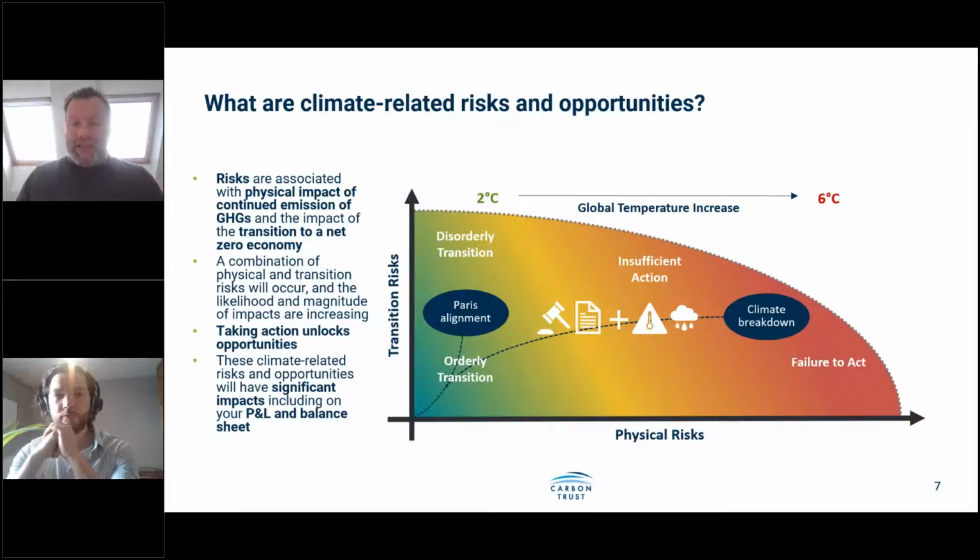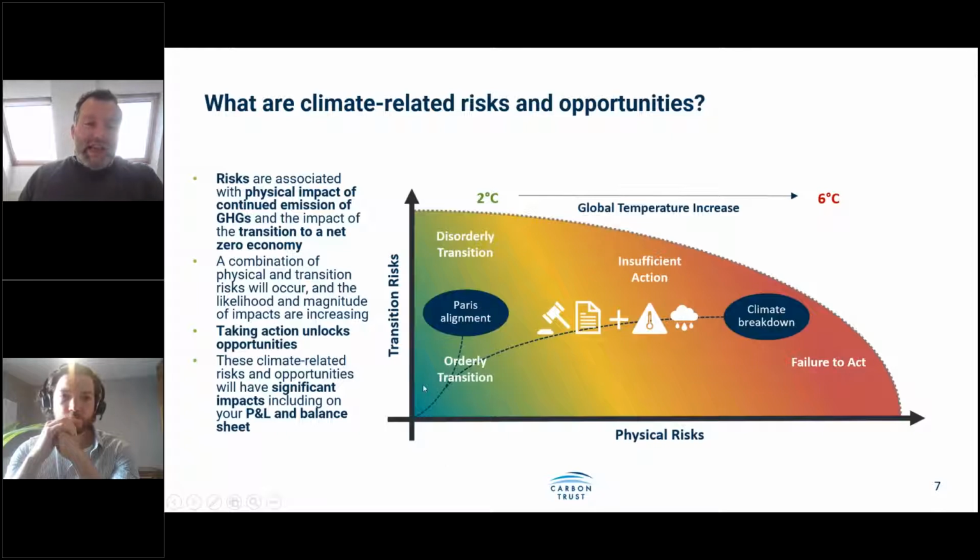And as global temperature rise increases, the nature and magnitude and likelihoods of physical risks increases. So you can see on the far right-hand side of this chart, if we do nothing, if we fail to act, then we're going to experience a world where we have runaway climate change and temperature increases get well beyond 6 degrees. And this obviously has coined the phrase a climate breakdown, and that is the consequence of failure to act.